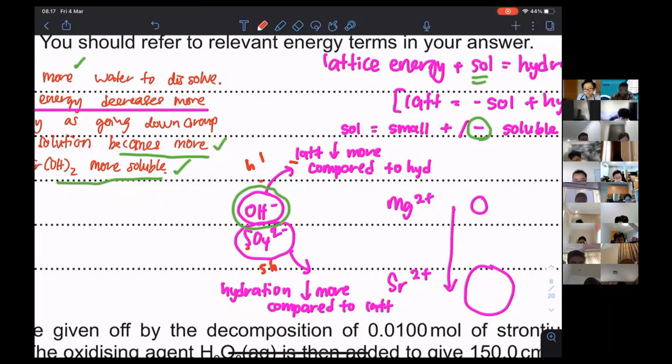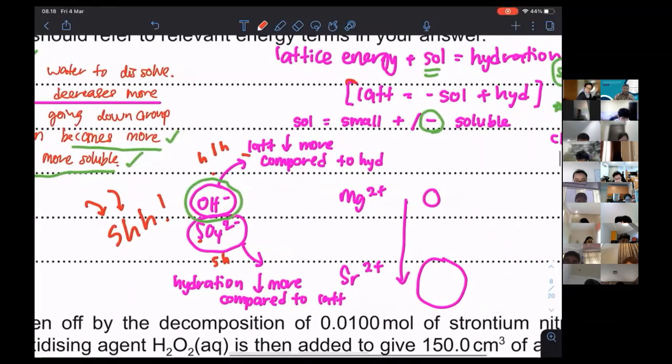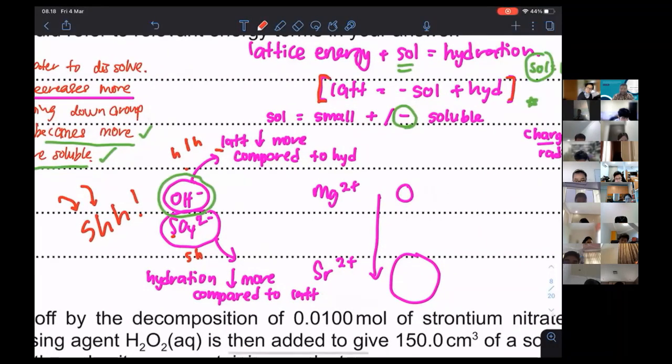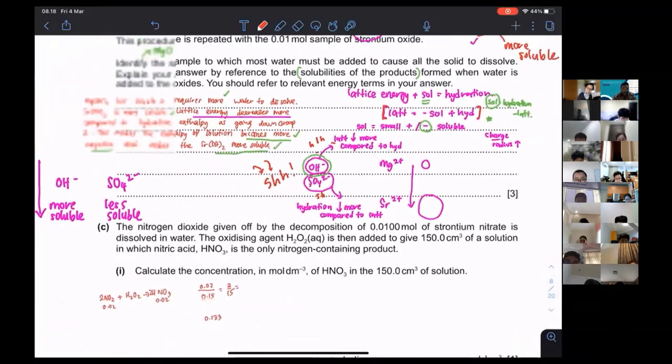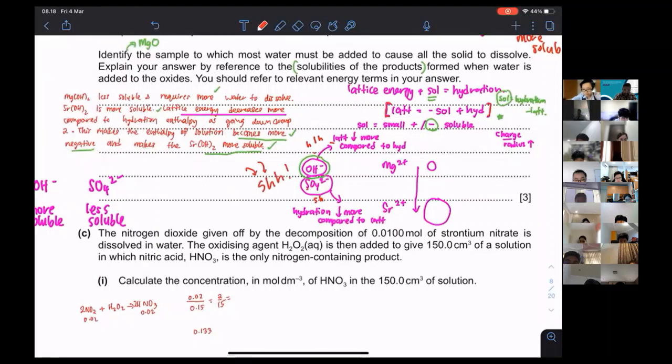For me, maybe I'll just remember one. For sulfate, I'll remember that hydration decreases more. But of course, you need to know the basis of this. You cannot just simply come up with mnemonics and not know when to apply them. So I will move on. Please remember, very important.